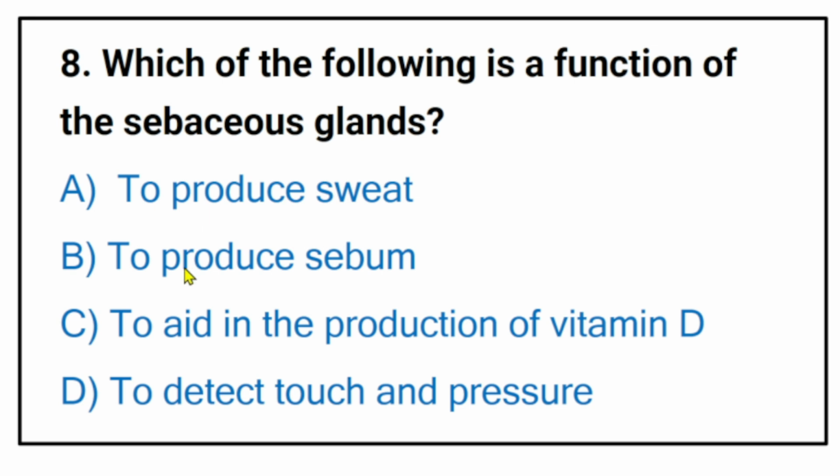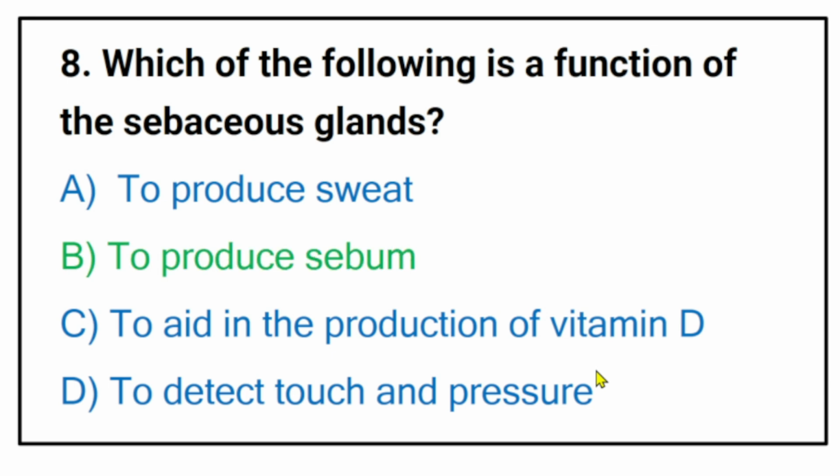Eighth question, which of the following is a function of the sebaceous gland? To produce sebum, to aid in the production of vitamin D, or to detect touch and pressure. In these options, we can easily avoid the last option, to detect touch and pressure, because it is a function of Meissner's corpuscles. Among the remaining three options, which one is correct? The correct answer is to produce sebum.